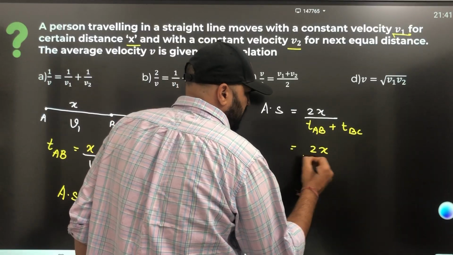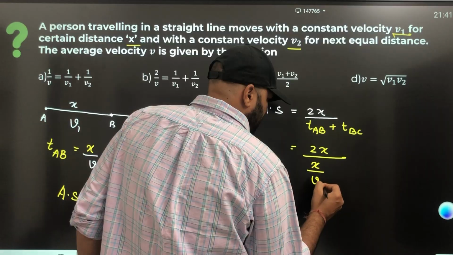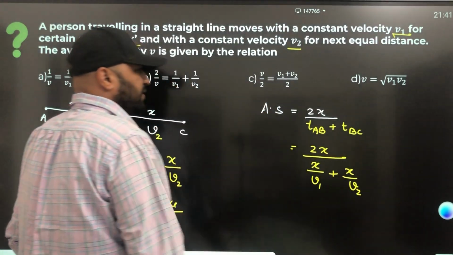Let's substitute these values. It will be 2x upon, now TAB. Now TAB is how much? x by v1, and TBC, that is x upon v2. I hope this is clear. This is our average speed.